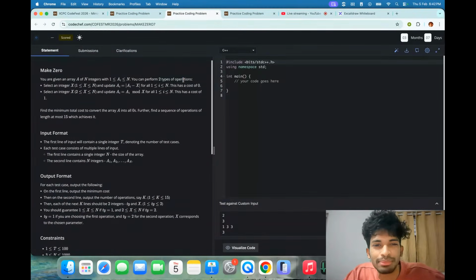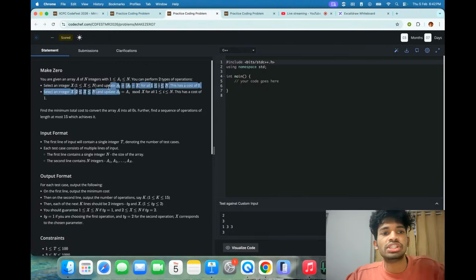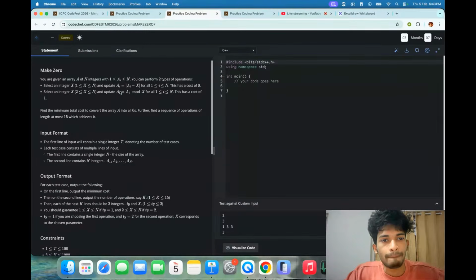You can perform two types of operations. Select an integer x and update ai equals modulus of ai minus x. This costs 0. You're able to change an element for cost 0. And the value is modulus of ai minus x. Select an integer x. This is from 2 to here. This is from 1 to here. Because if you select 1, it will become 0, I guess. And update ai equals to this.